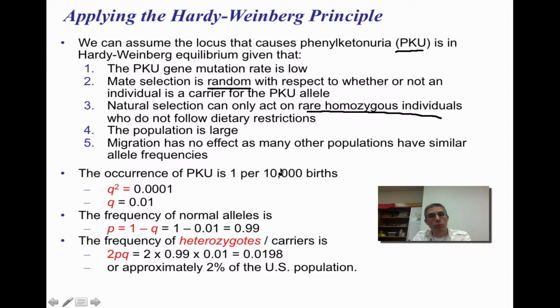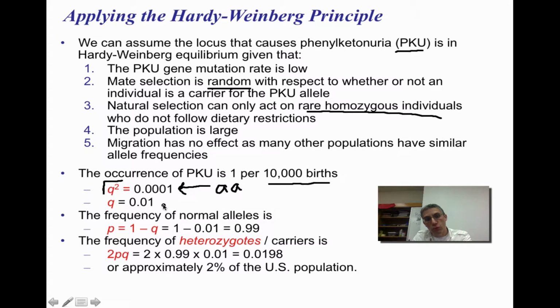Now, if you look at the example, what we know is that PKU itself occurs in about 1 in every 10,000 births. So what we do with that number is simply take 1 divided by 10,000. That's going to give us this number that you see right here, and this represents the individual who has PKU. In other words, Q squared is the homozygous recessive. What we want to do is look at the frequency of that particular allele within our population. So we simply take the square root of Q squared, in other words, of this number, and that's going to give us 0.01.